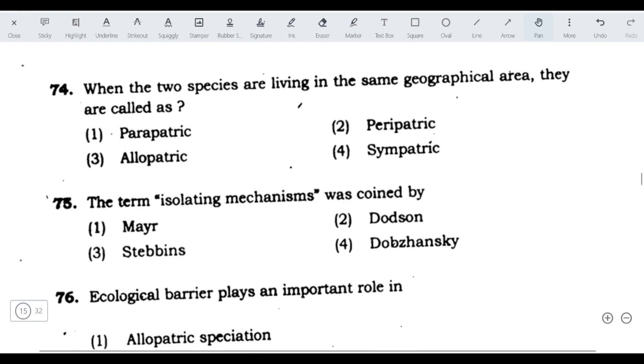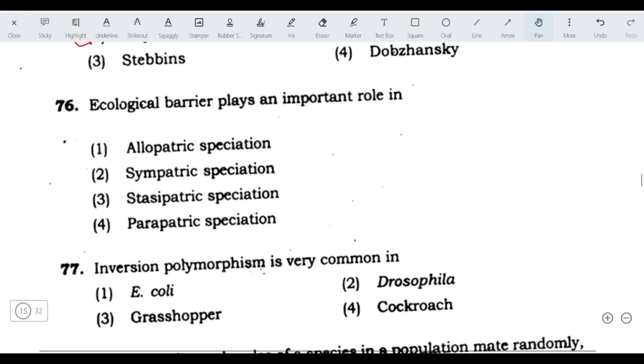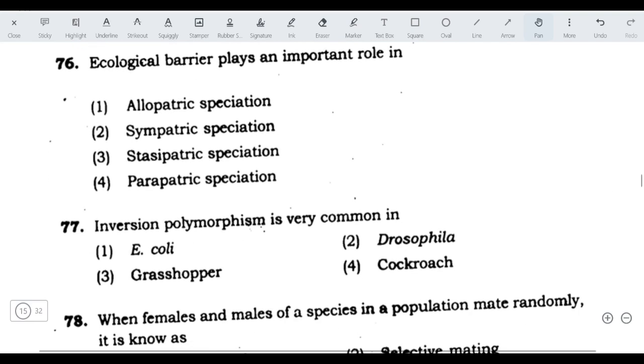Next, when two species are living in the same geographical area, they are called. The answer is sympatric species. Okay, they inhabit the same geographical region. The term isolating mechanism was coined by Ernst Mayr. Ecological barrier plays an important role in. The answer is allopatric speciation. What is allopatric speciation? It occurs when a population becomes geographically isolated.